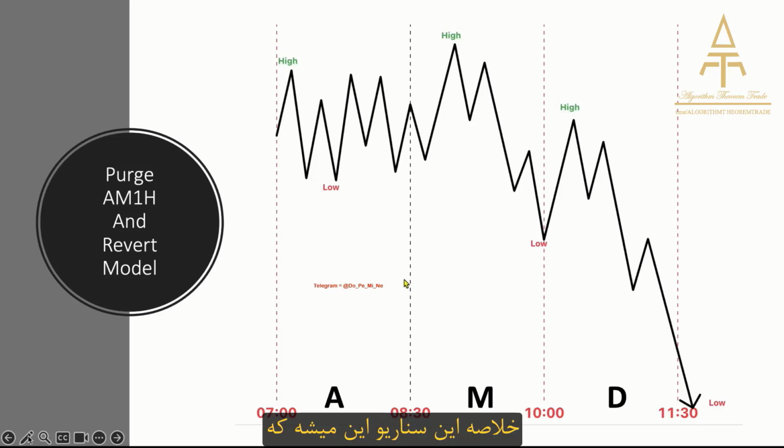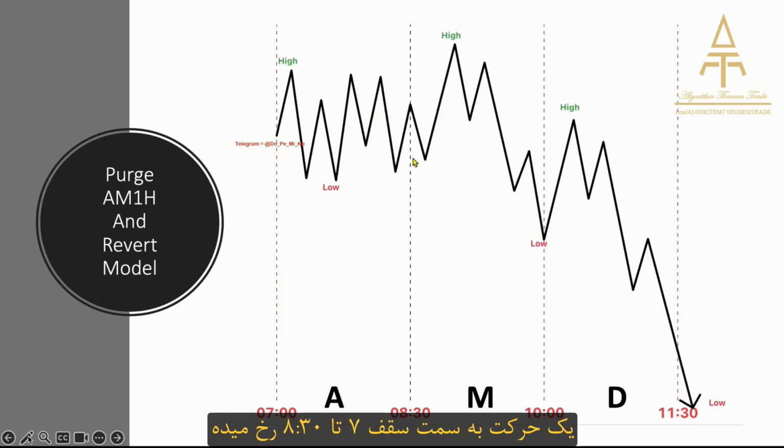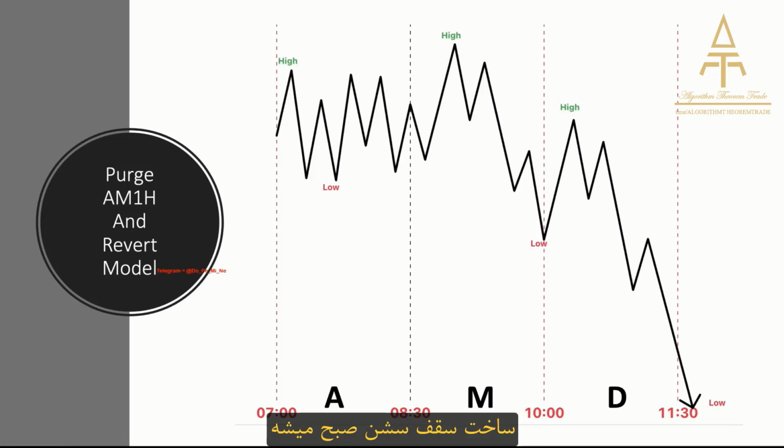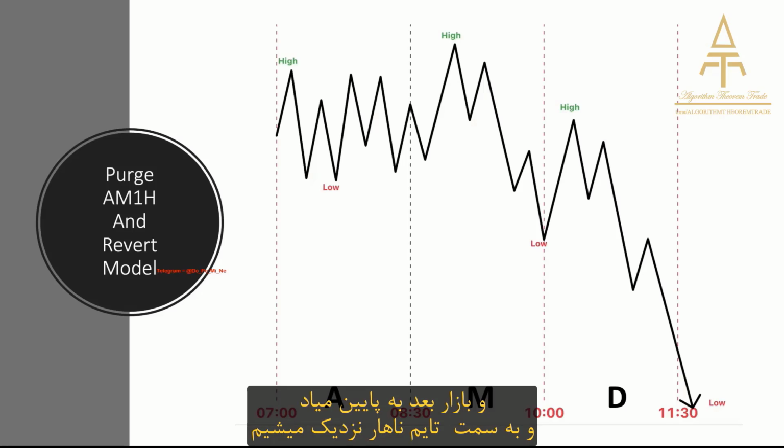And then distribution occurs and the market begins to sell off because the higher time frame order flow is bearish. So to summarize this scenario, we see a run on the high that forms between 7 to 8:30 during 8:30 to 10, and this sets up the highest price of the AM session, of the morning session, and then the market begins to fall and it distributes going into lunch at 11:30.